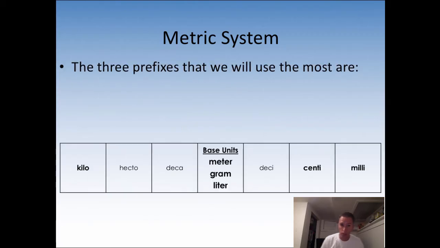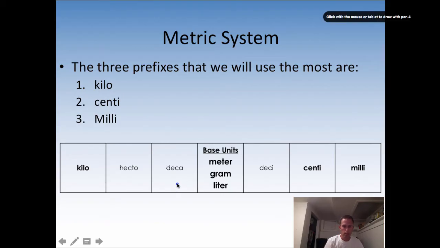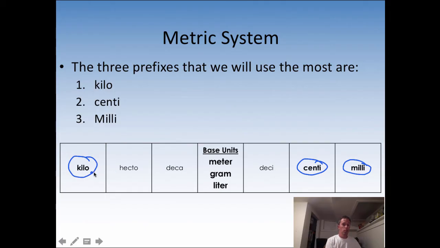So the three prefixes that we're going to use the most this year and throughout your time in chemistry are these prefixes: kilo, centi, and milli. These are the three that you absolutely have to know. If you look here, kilo is in this box, centi in this box, and milli in this box. The metric system has a lot of other prefixes, but the three that we're going to use the most are kilo, centi, and milli.